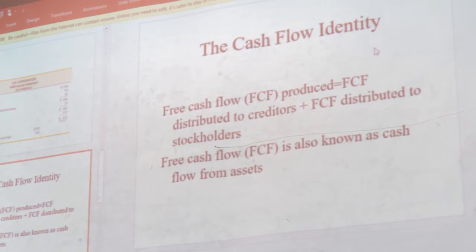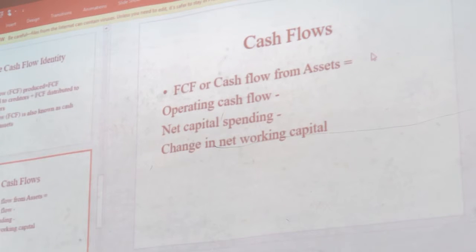And on the right-hand side, where do these excess cash flows go? They go to shareholders and or long-term lenders, because those are the two entities that provide capital to the firm. So free cash flows produced equals free cash flows distributed. That's the accounting identity. And free cash flow is also known by another name. This is expanding the left-hand side.